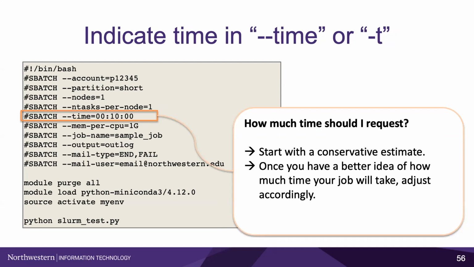But I suggest that you can start with a conservative estimate. So if you think that your job might take something like 30 minutes, you can request an hour or even 2 hours. And then once that job completes and you have a better idea of how much time your job might take, you can go back to your script and adjust the time requested accordingly.